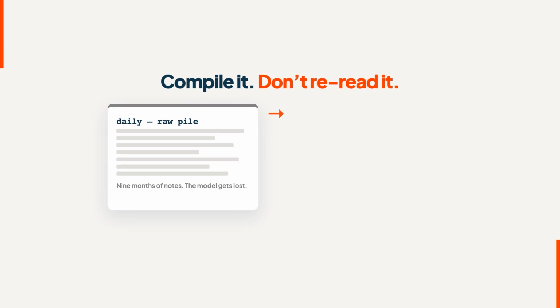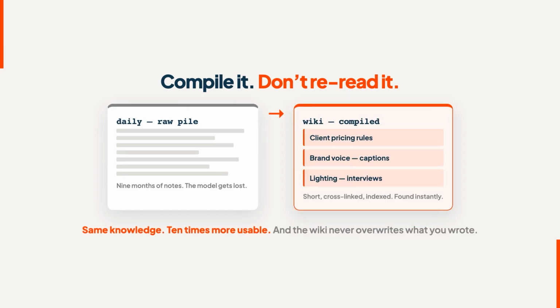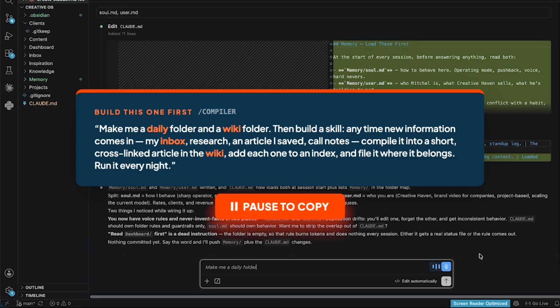His version does it with articles he reads. My OS does it with my own conversations. Every day it gets compiled into the wiki automatically. And building it is just one prompt. Watch. I just say, make me a daily folder and a wiki folder.